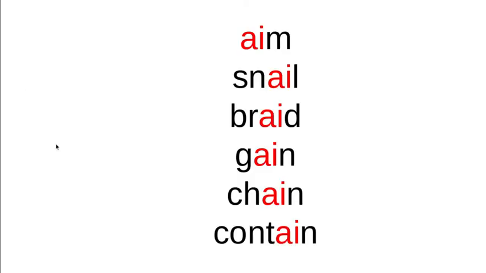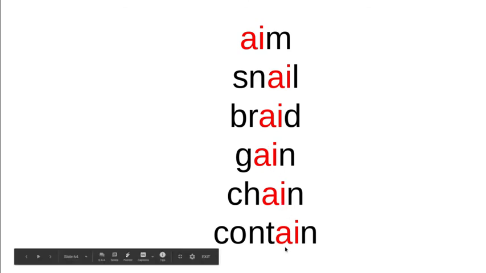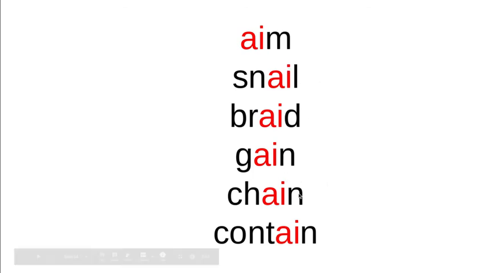All right. So these are the spelling words that we have this week that have the AI spelling. So let's read these together. Aim, snail, braid, gain, chain, contain. Now remember how we talked about the AI likes the L in the end? Check this out. L, N.